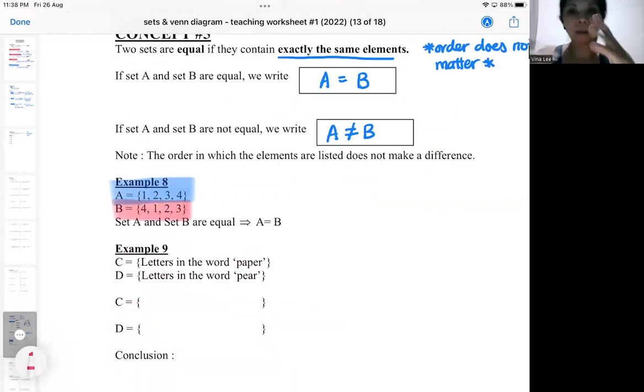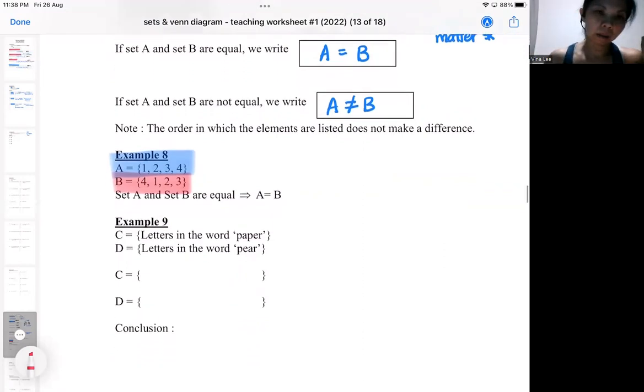So they got the same element, but the way I arrange them in the curly bracket is different. It doesn't matter. They are still the same. They are still having the same element. Okay, so the conclusion is the two of them are still equal.